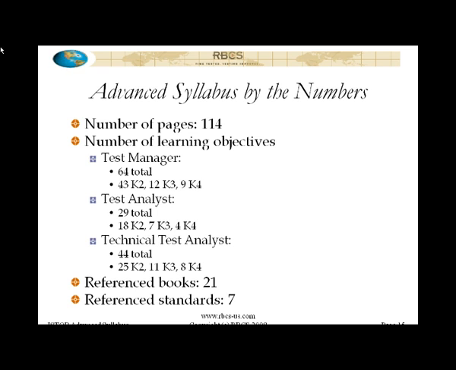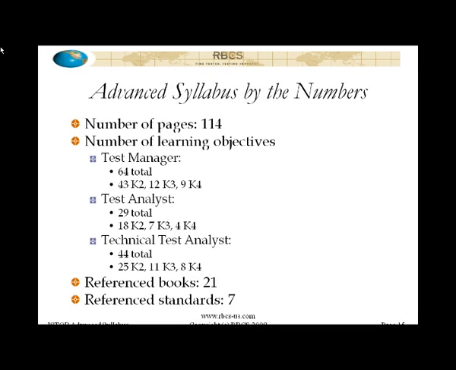Okay, metrics, numbers, statistics. We all like numbers, try to measure things. There are 114 pages in the advanced syllabus. The learning objectives define what you need to know on the exam, but more importantly, what we, the authors, think you need to know in order to be competent at that level.